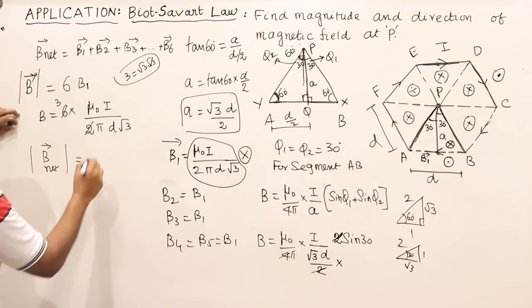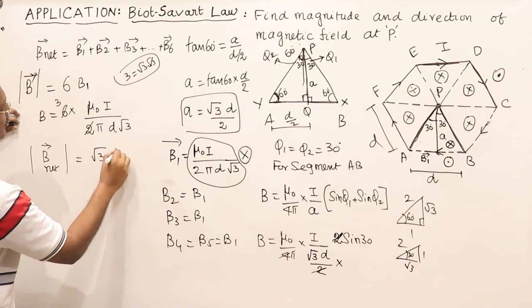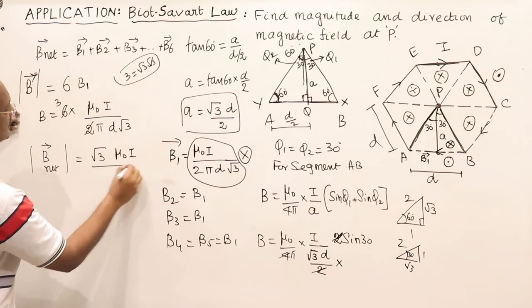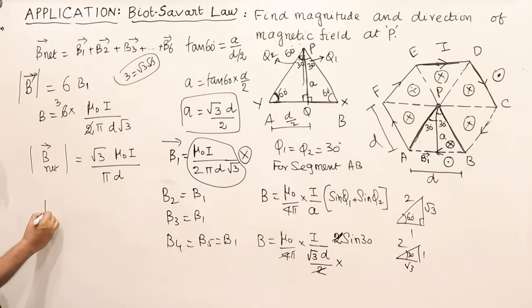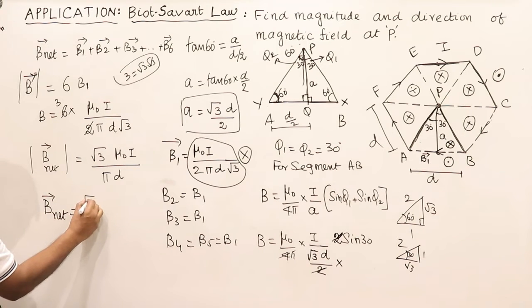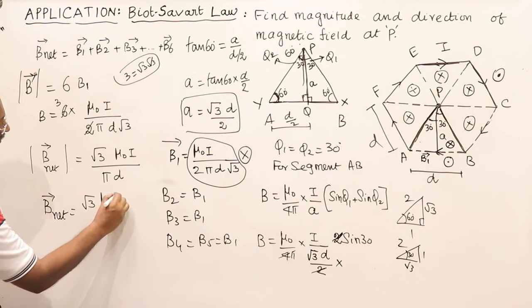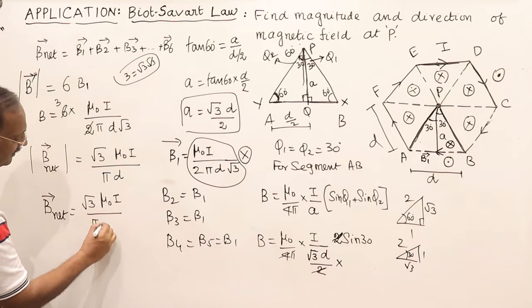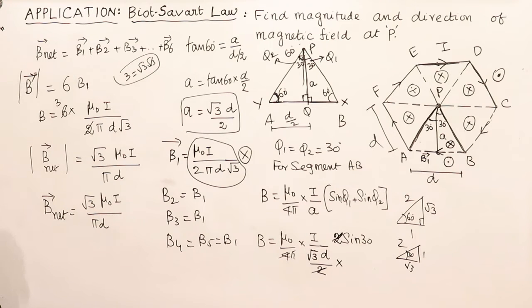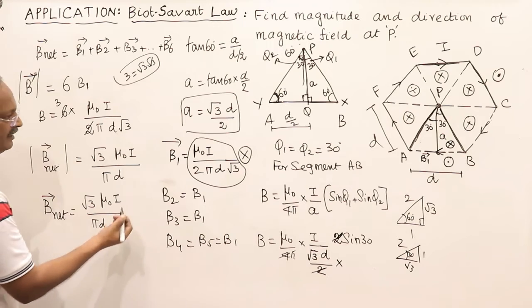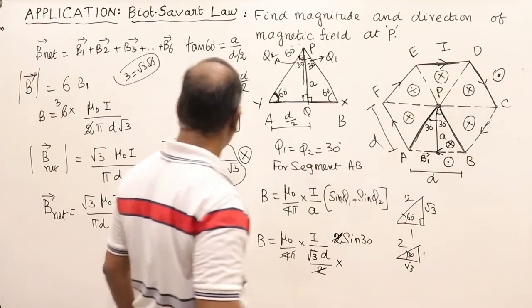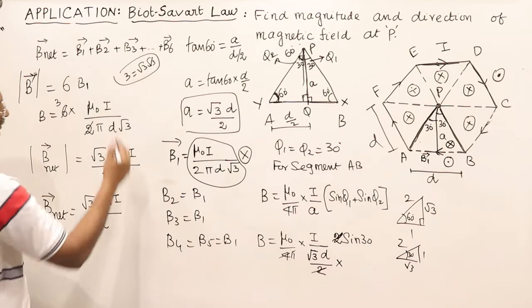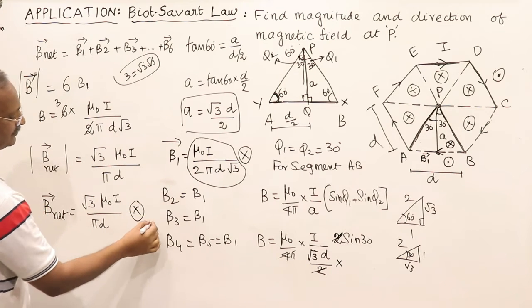So this is equal to root 3 mu naught I divided by pi into d. This is the net magnitude, and if we write the net magnetic field in vector form, it is equal to the magnitude, mu naught I divided by pi d, and all the magnetic fields are going inside. It means the net magnetic field, we can add up all these things. This is inside.